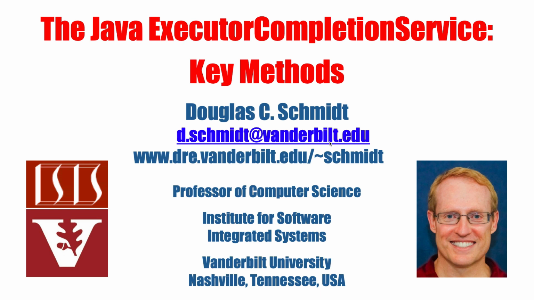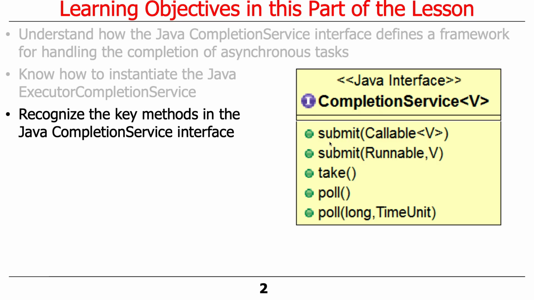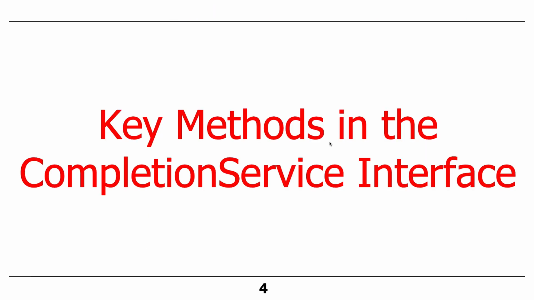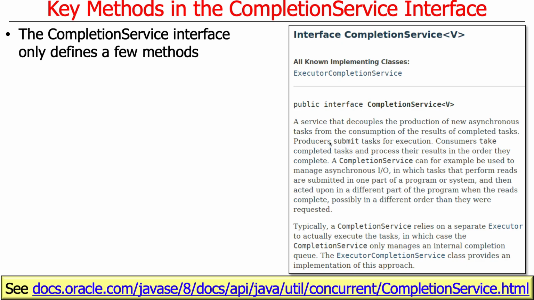Now that I've given you a quick overview of the executor completion class, the executor completion service class, and the completion service interface, let's talk about some of the methods that are in the completion service interface. As you can see, there's not very many of them. There's only 5. And then I'll quickly visualize how these methods are actually used in action, so you can see the flow of asynchronous operation control.